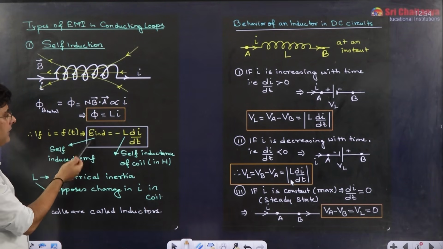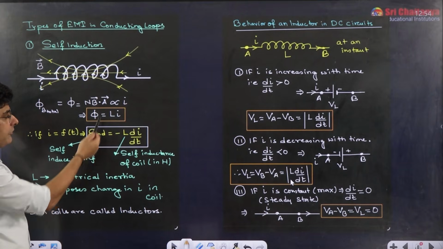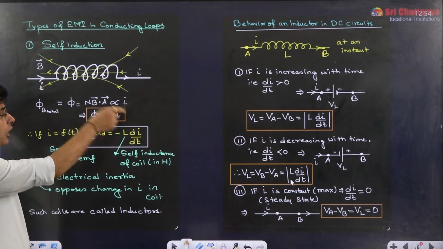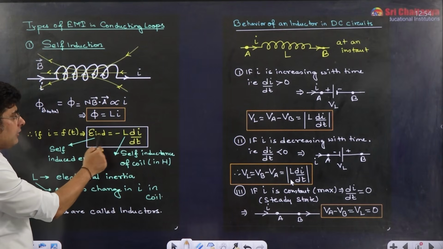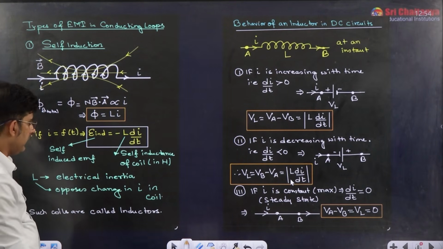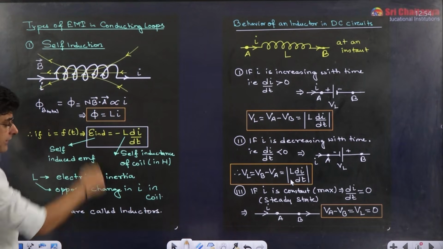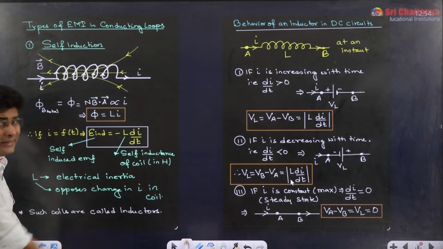Now here we have to remember one important thing: if current changes with time, then flux will change. So induced EMF is minus d phi by dt. Total flux due to all the turns equals Li, so induced EMF is minus L di by dt. L, I said, is electrical inertia. Such coils are given a name in electrical circuits; we will call them inductors.